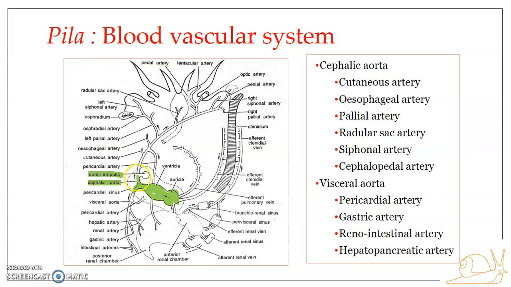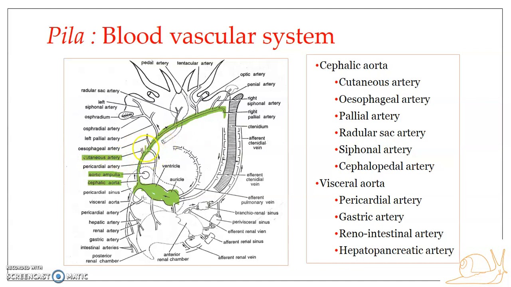Now, moving forward, we can see the various branches. This is the main trunk of the cephalic aorta, and on its way, it gives off many branches. The first branch over here is the cutaneous artery. As the name suggests, it supplies blood to the skin.